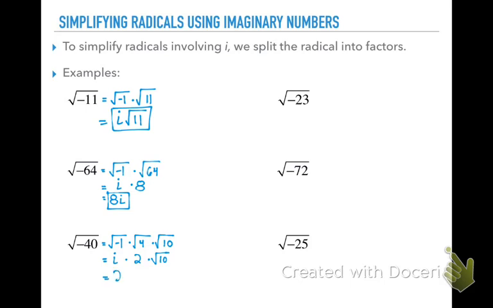Like before, we'll put the i after the coefficient of 2. The square root of 10 will come last just so we don't confuse anything else being inside that square root than just the 10. So there it is, 2i square root of 10 when you simplify the square root of negative 40.